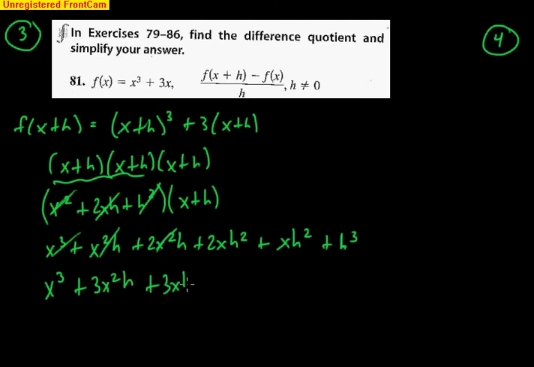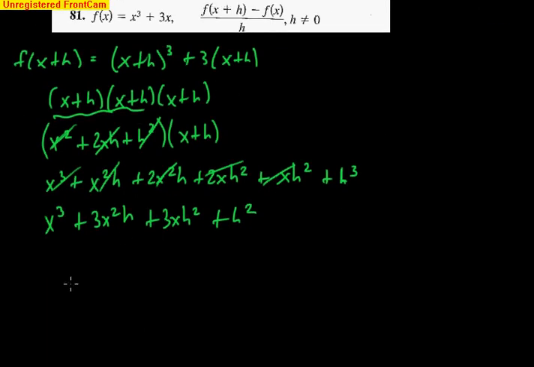That's 3xh squared. And then we have an h squared here. So there's f of x plus h. I'm going to scroll down a little bit. Now in the difference quotient, we put that x cubed plus 3x squared h plus 3xh squared. So we're going back to here, what f of x plus h is, because we still have this part right here to do.